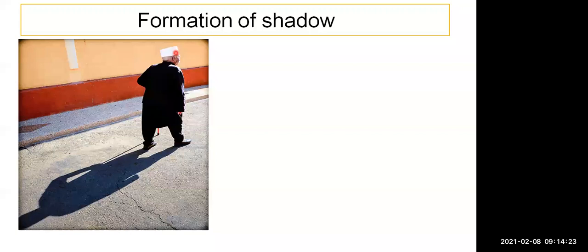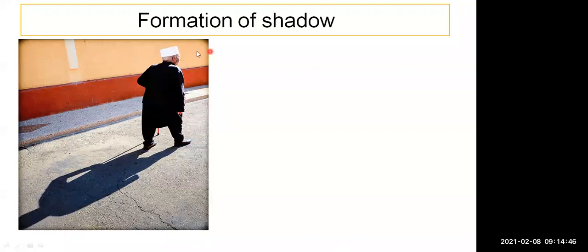Is he translucent? Can the light pass through this man? No. He is an opaque object. The man acts as an opaque object. Now, how is the formation of shadow taking place over here?